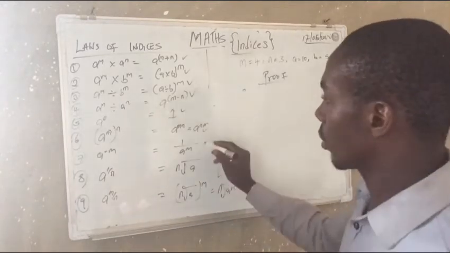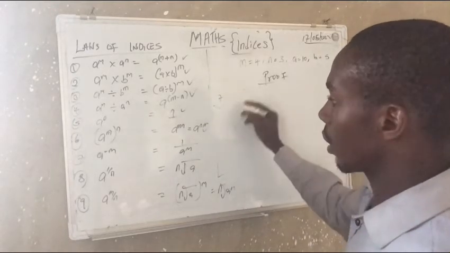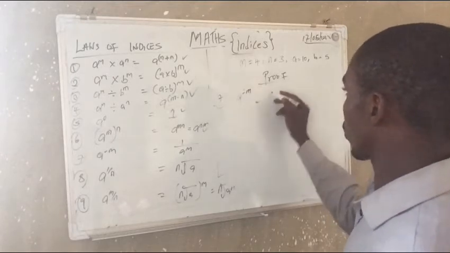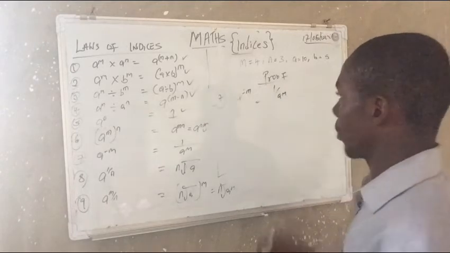So, come over to the 7th one. It says a raised to the power minus m is equal to 1 over what? A raised to the power m.